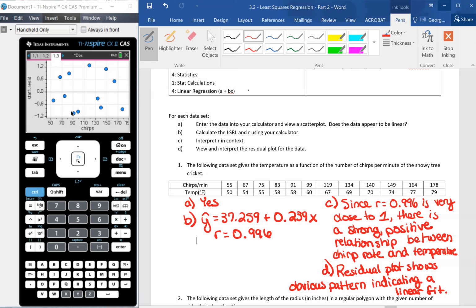So the R value gives us the strong positive, weak positive, strong negative, weak negative. The residual plot tells us yes, it's linear, or no, it's not. So those are the two steps. All right, so going ahead to number 2, we're going to do basically the exact same thing.